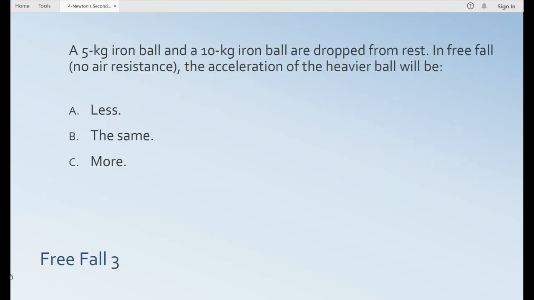So let's say we have a 5 kilogram iron ball and a 10 kilogram iron ball, and we drop them from rest, and they're in free fall. There's no air resistance. Would you say the acceleration of the heavier ball will be less, the same, or more? Of course, as we just saw, the 10 kilogram ball has more mass, but it also has more inertia. It's going to resist motion more. So in free fall, the 5 kilogram iron ball and the 10 kilogram iron ball are going to have the same acceleration.